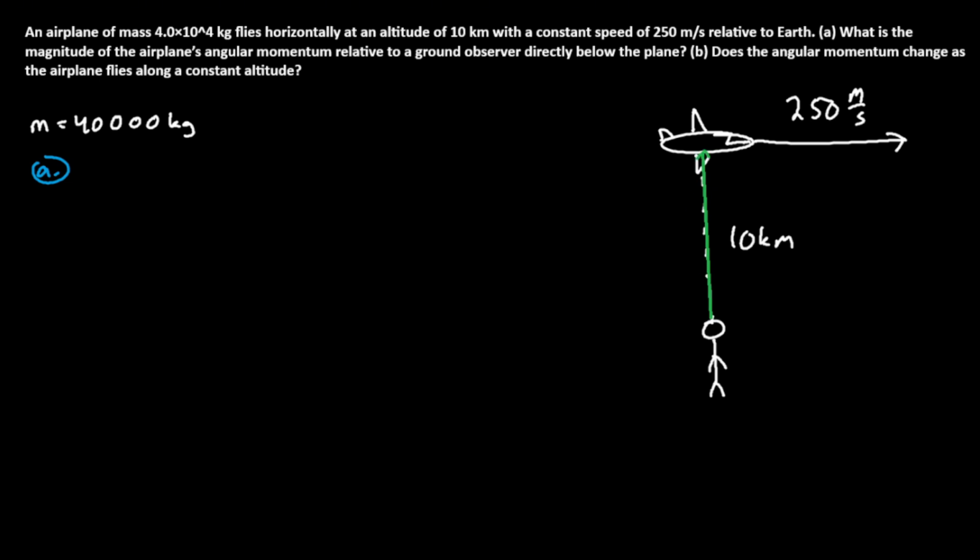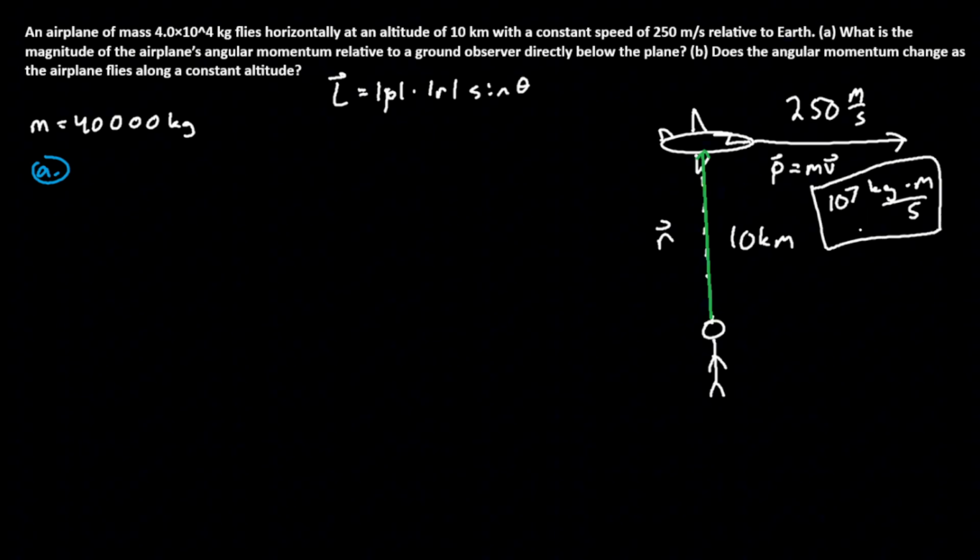So this is our distance vector for your cross product formula, r p sine of theta. And for this formula, you need the momentum of the plane. We can calculate the linear momentum by just using mass times velocity. If you multiply 40,000 times 250, which is its velocity, you should get a momentum of 10 to the power of 7 kilogram meters per second. This is the linear momentum of your plane, and we can save it because that's important.